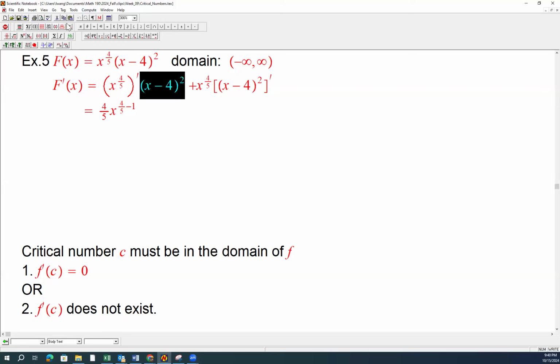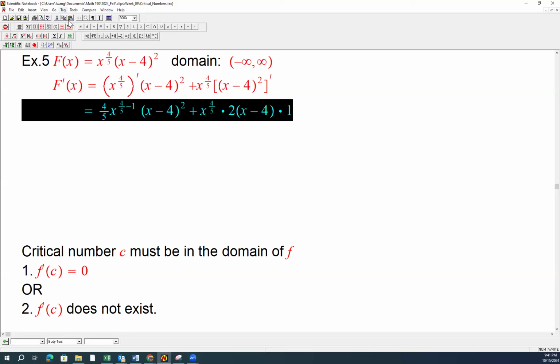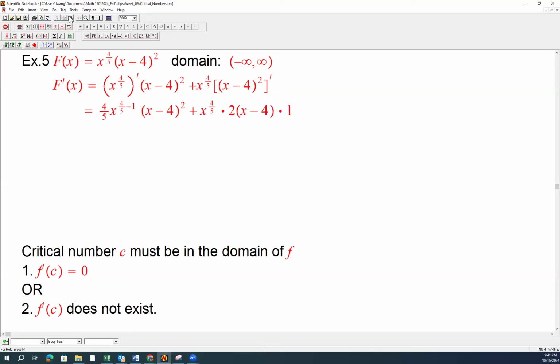But we're going to do that on the next step. Plus, we keep this piece. We're applying the product rule, and this part is going to be the chain rule. So we're going to get 2 times x minus 4, and then we're going to differentiate x minus 4. That's going to be 1, right? So now the derivative is done. Let's simplify.